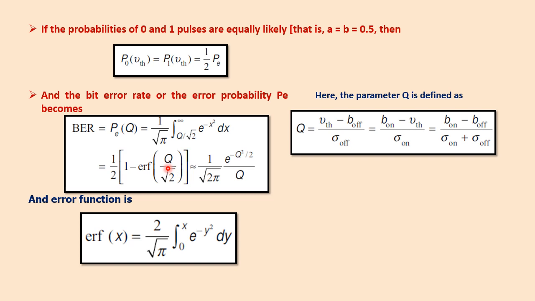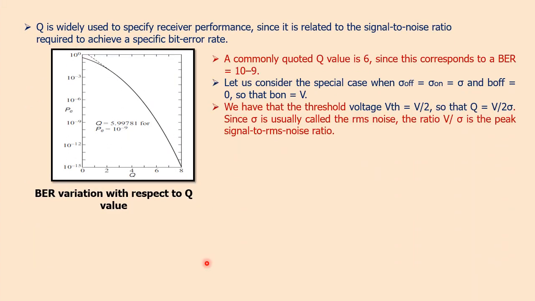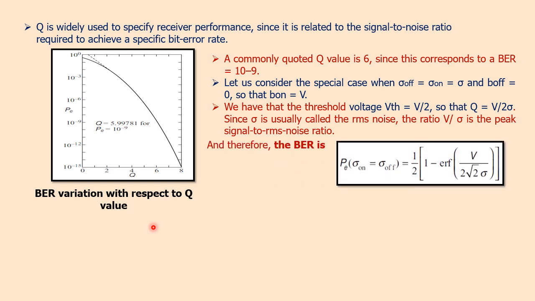Here Q is a parameter that can be represented as B on minus B off by sigma on plus sigma off, where sigma is the standard deviation and B is a constant value. Now from this we can write the error function, error function of x equal to 2 by root of pi times the integral from 0 to x of e power minus y square dy, with respect to the probability distribution curve. Commonly this Q value is 6, since it corresponds to a bit error rate of 10 power minus 9.